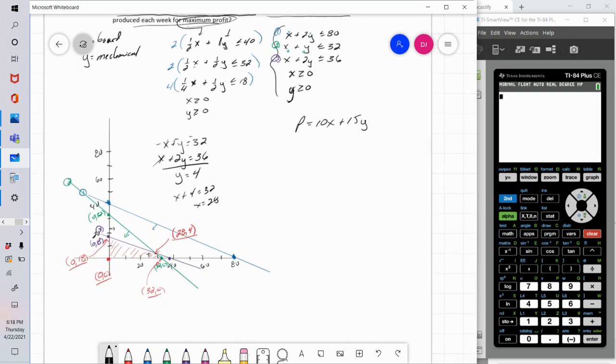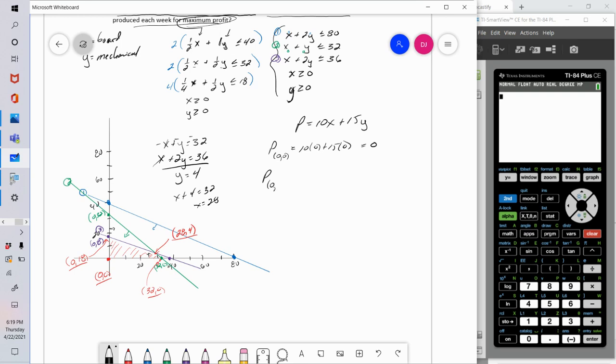So what I'm going to do is take each of those 4 corner points. What's the profit if we make 0 board and 0 mechanical games? 10 times 0 plus 15 times 0 would be $0.